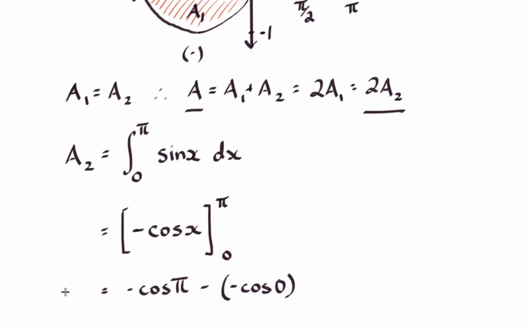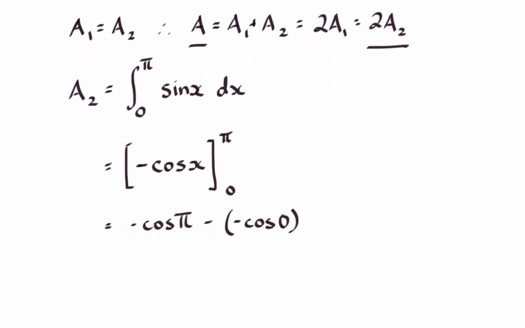what happens? Well, cos of pi is negative 1. So we've got negative, and then cos of pi is negative 1. Minus, what's cos of 0? Well, cos of 0 is 1. So in here we have negative 1. Alright, lots of negatives going on here, so let's be careful. But putting this all together, we get minus negative 1, which is 1, minus negative 1, so 1 plus 1, or 2 square units.